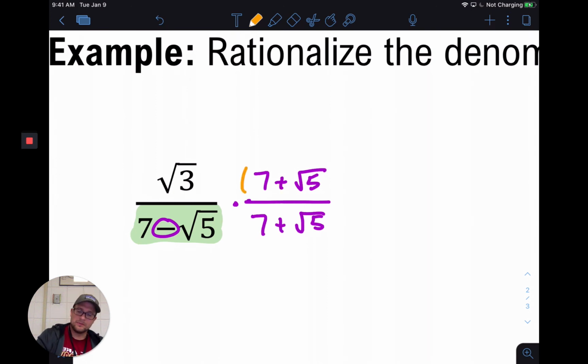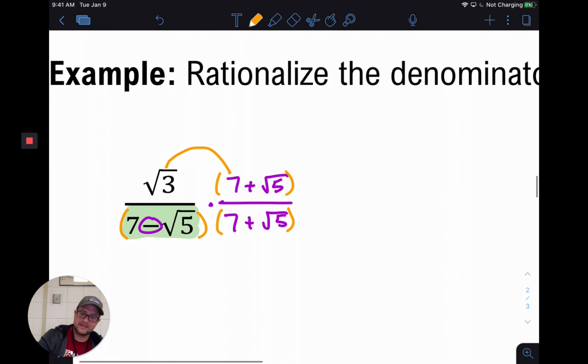Now, up here, we want to think about these all as quantities right now. So let's put our parentheses around so we can make sure we distribute appropriately. We are going to take the square root of 3 times 7, which will give us 7 square roots of 3. When we take the square root of 3 times the square root of 5, we will get a positive square root of 15.